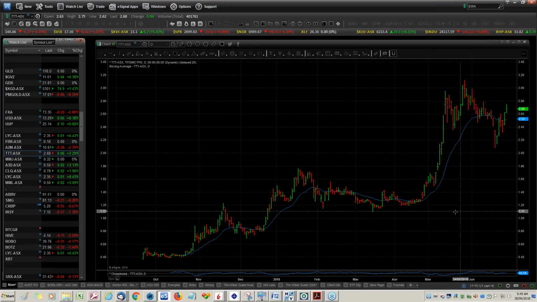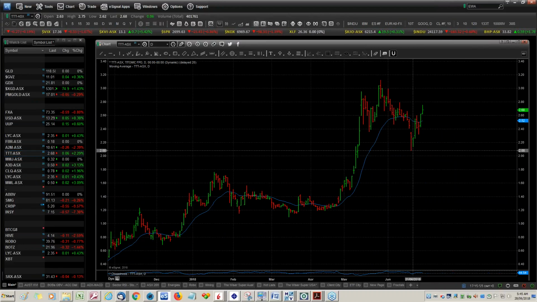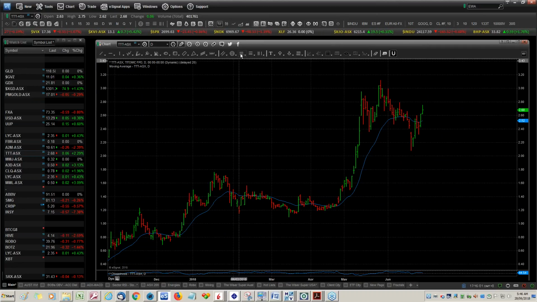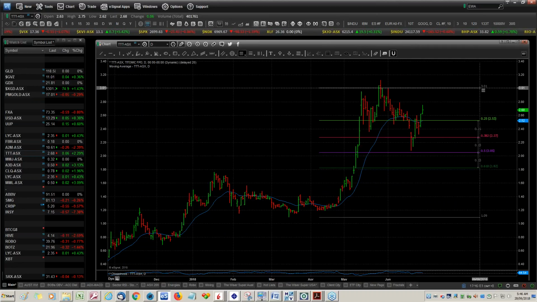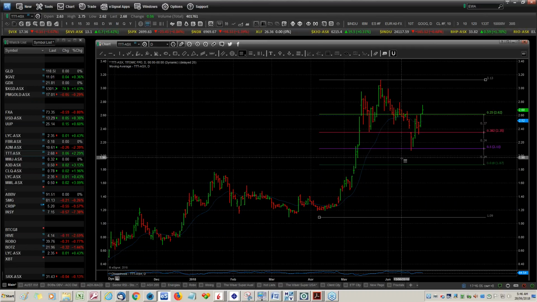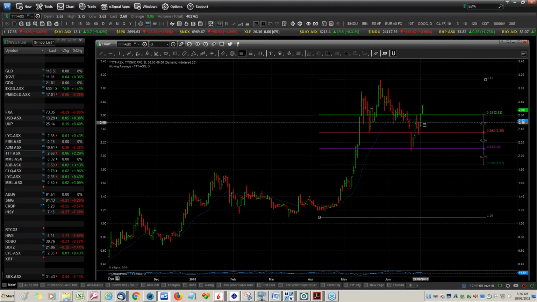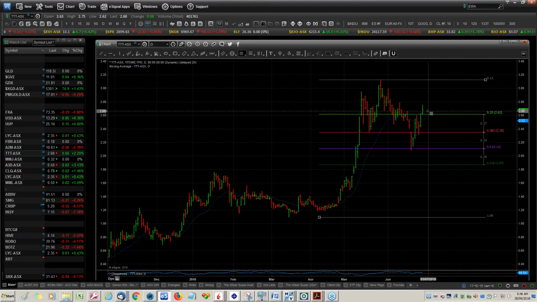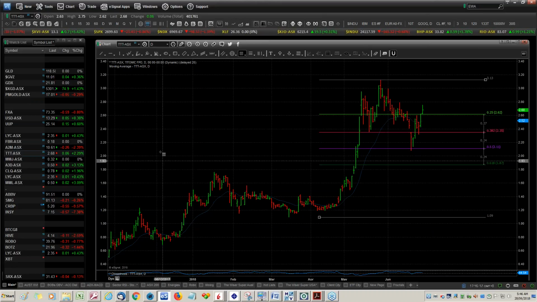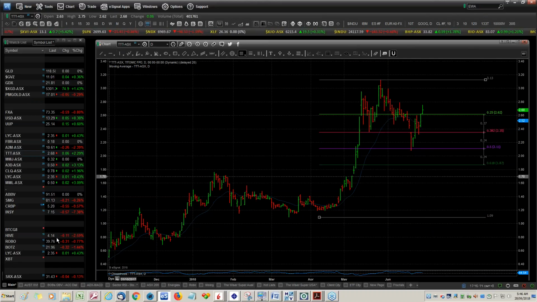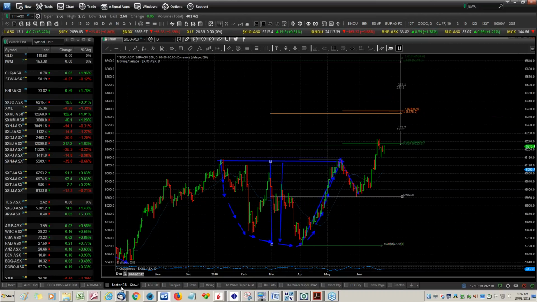I don't know why. From the perspective of pattern, it's done this very nice pullback. I'm just going to put a Fibonacci ratio on it from the low to the high. The pullback is exactly 50%. She's broken to the upside. She's trading above its moving average. Moving average is pointing up. The last piece of information I'd like on this particular chart would be the volume behavior.